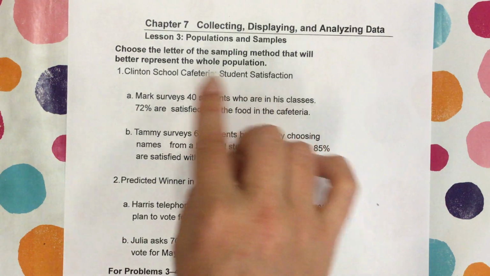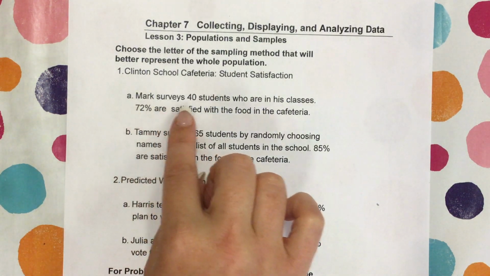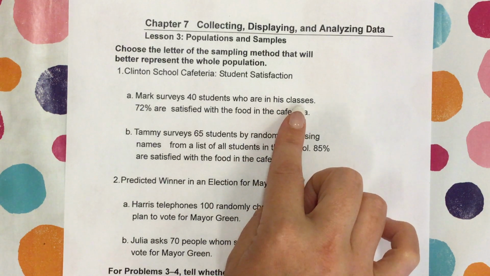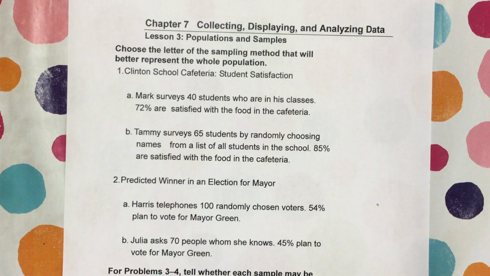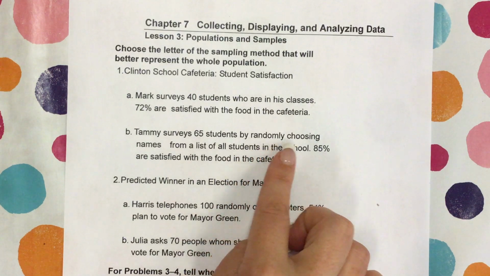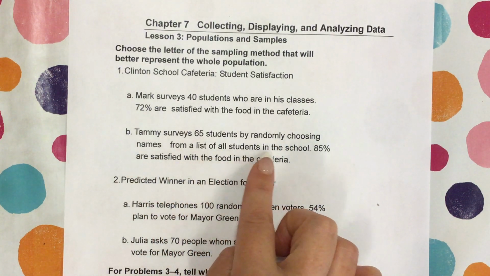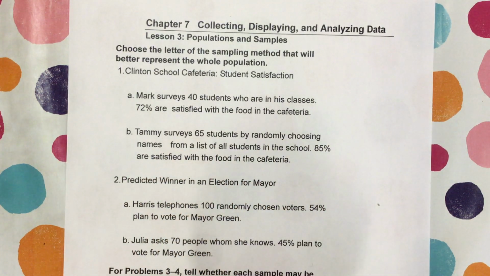So we're trying to find the student satisfaction for the Clinton School Cafeteria. A states that Mark surveys 40 students who are in his classes. 72% are satisfied with the food in the cafeteria. Choice B states Tammy surveys 65 students by randomly choosing names from a list of all students in the school. 85% are satisfied with the food in the cafeteria. So out of option A and option B, which sampling method will better represent the whole population?